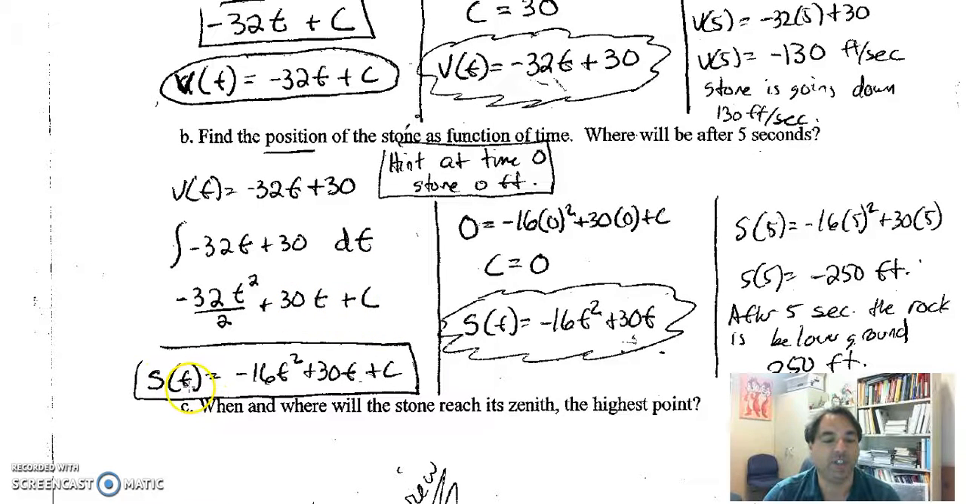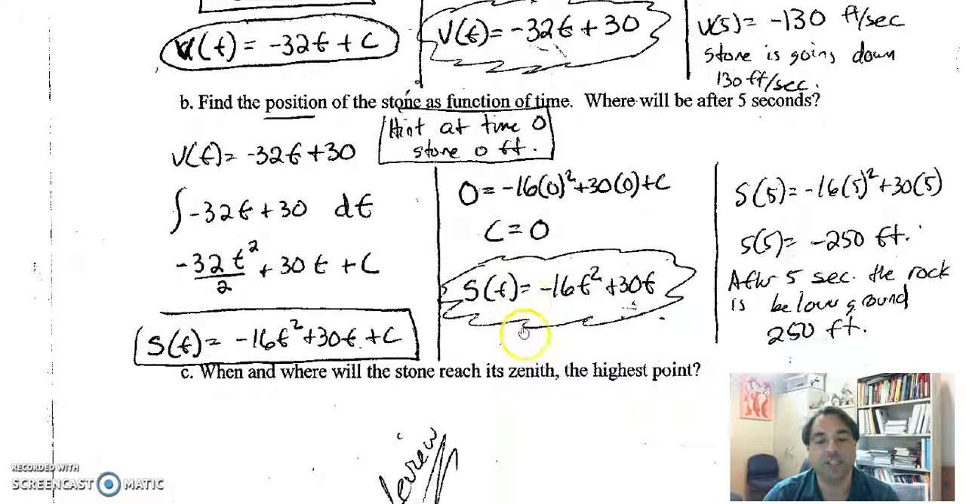So your position function is negative 16t squared, because negative 32 divided by 2 is negative 16, plus 30t plus c. But again, we don't know what the c is. They told us that at time 0, the position is 0. So I go to my position function, plug in 0 for position and 0 for t, and then we can solve for c, and c equals 0. So our position function, s of t, equals negative 16t squared plus 30t.